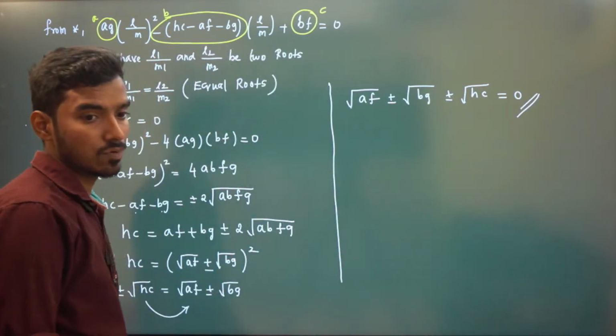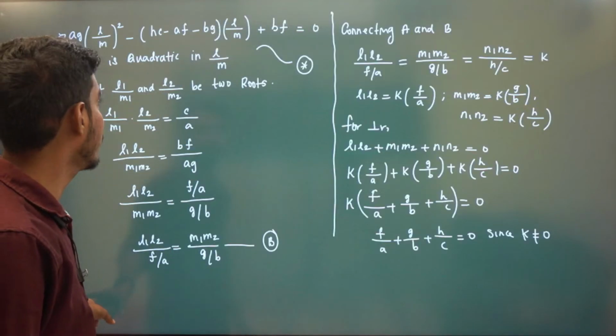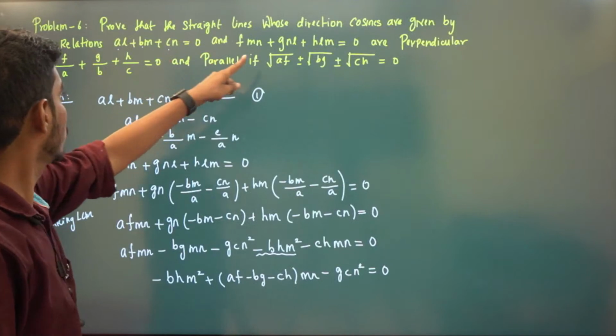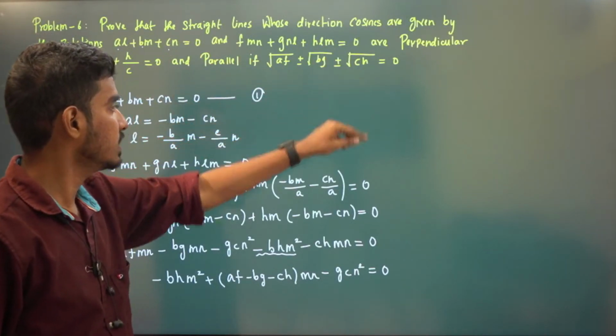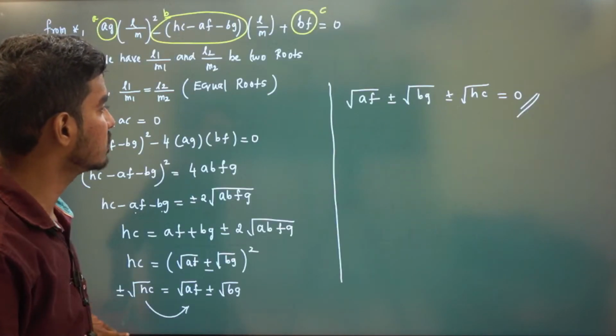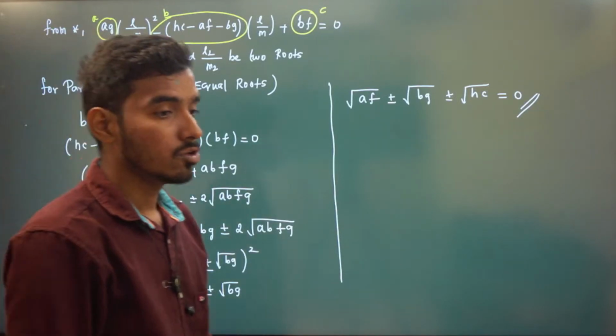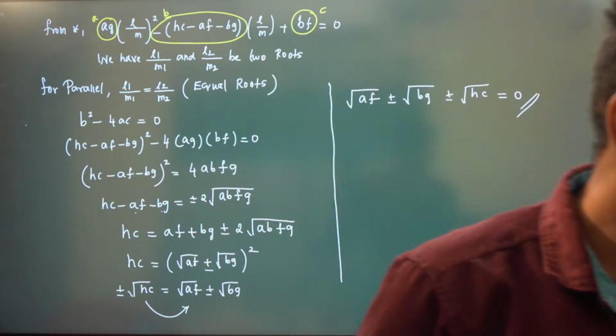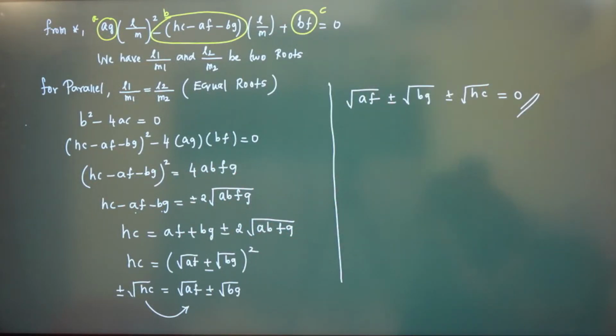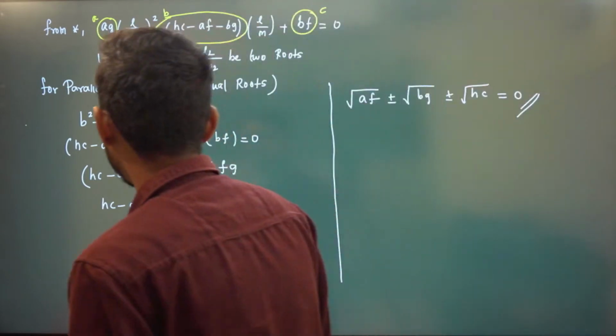This is the condition for parallel. Root AF plus or minus root BG plus or minus root CH is 0. Right? So this is how to prove for parallel. If it is parallel, make use of the condition that the discriminant is 0. Discriminant is 0. Right? Okay.